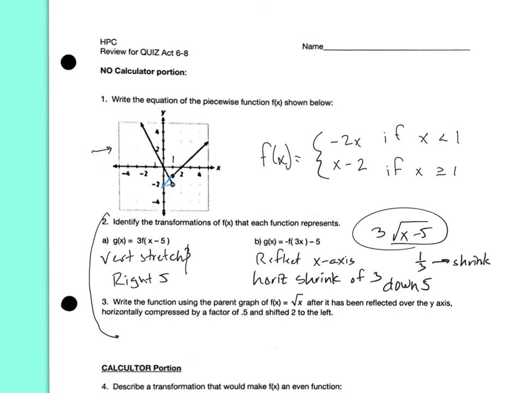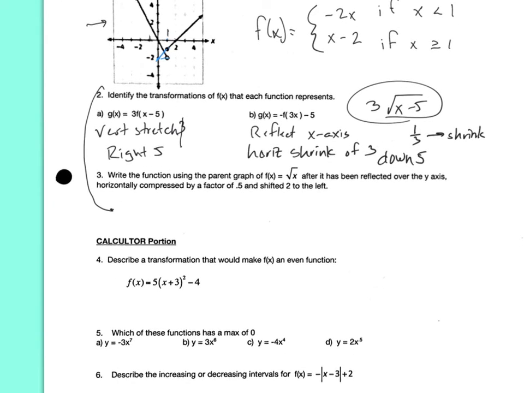And then we get to number 3, which I think has a typo in it. So we're having the parent graph of f of x reflected over the y-axis. We're supposed to call it g of x. I guess it doesn't say. I'm going to call mine g of x. And then we're going to have the radical. I know I have this because it's y-axis. Horizontally compressed by a factor of 1/2.